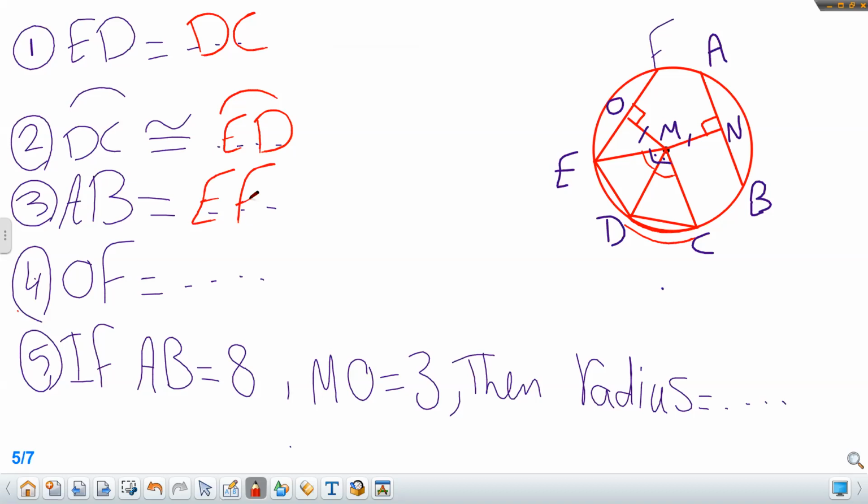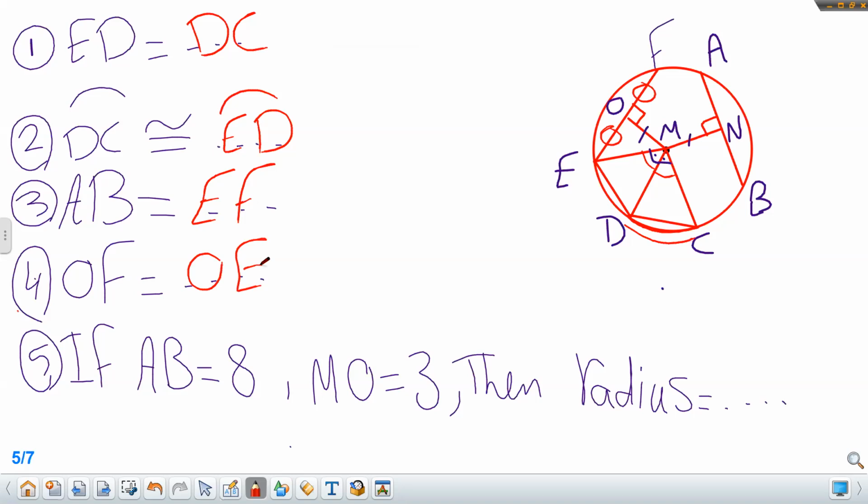Number 4. We noted that MN and MO are two perpendicular lines from the center to a chord, so they bisect the chord. So we can say OF equals OE. Good.